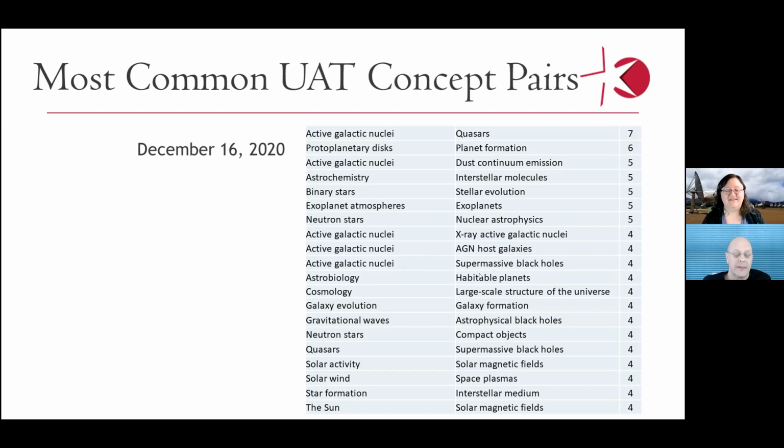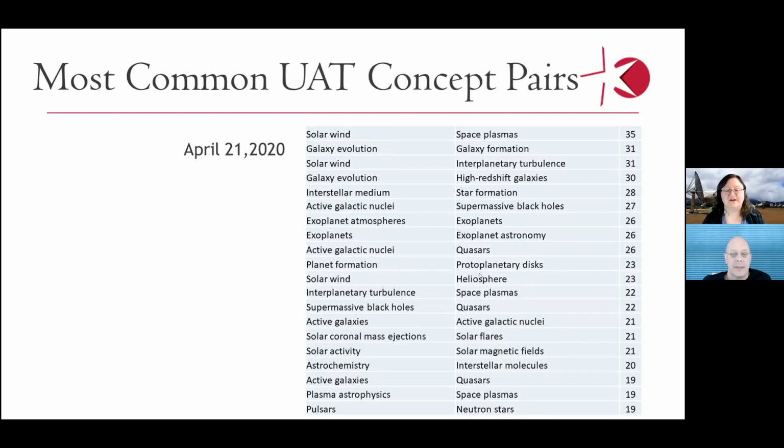Okay. All right. So then the April snapshot, it's similar. You can see that the number of pairs that are used, there's more of them, right? We have 35 as our top used pair instead of just 7 from December. And you can see that you have supermassive black holes and quasars still paired up, active galactic nuclei. So a lot of the pairs are pretty similar.